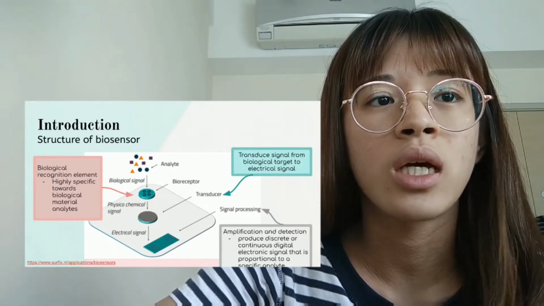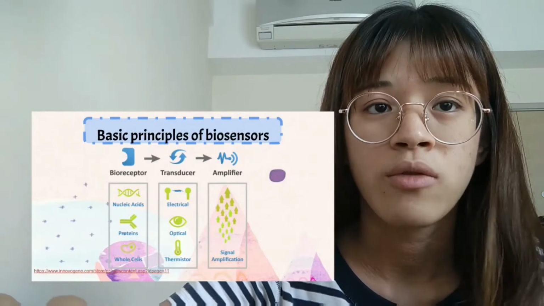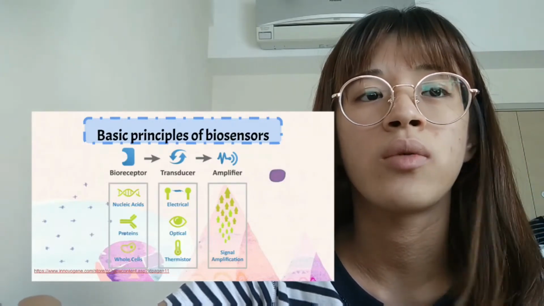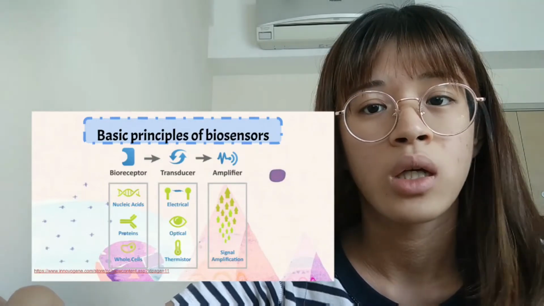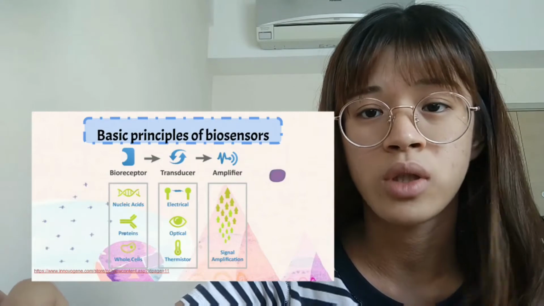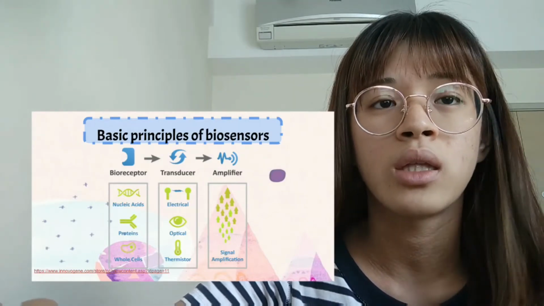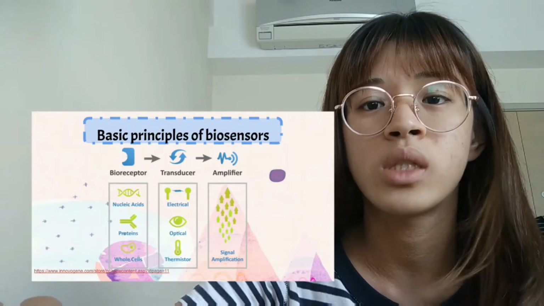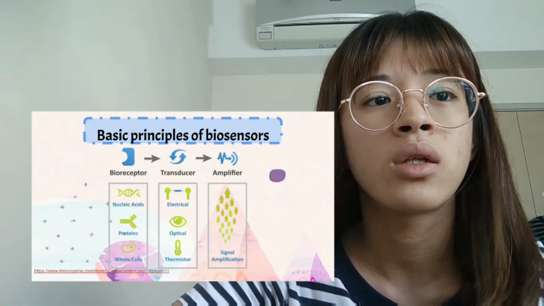The next slide shows the same principle of the biosensors, in a simplified version. As you can see, the analyte will go through the bioreceptors, and then the bioreceptors will produce the signal into the transducer, and then the transducer will transduce the signals into electrical signals, and lastly it is amplified to see the results.